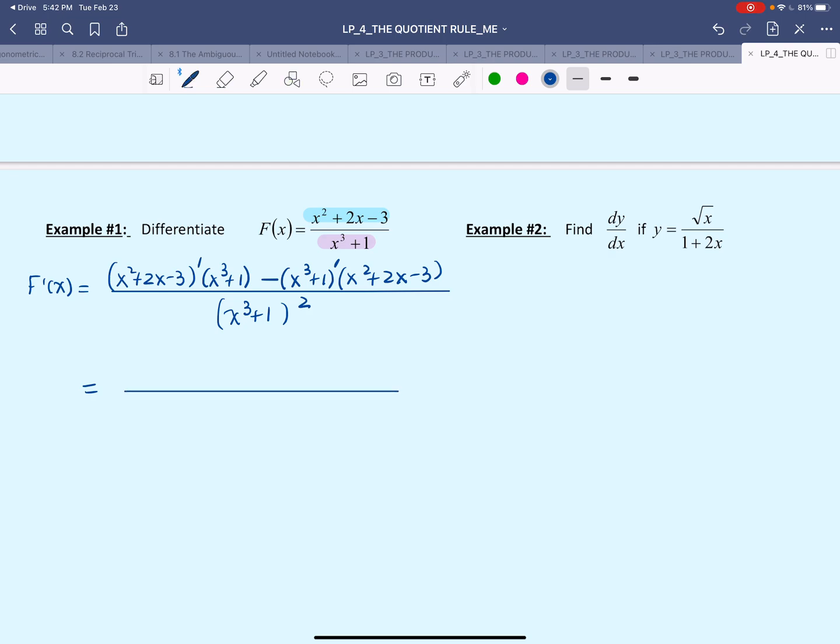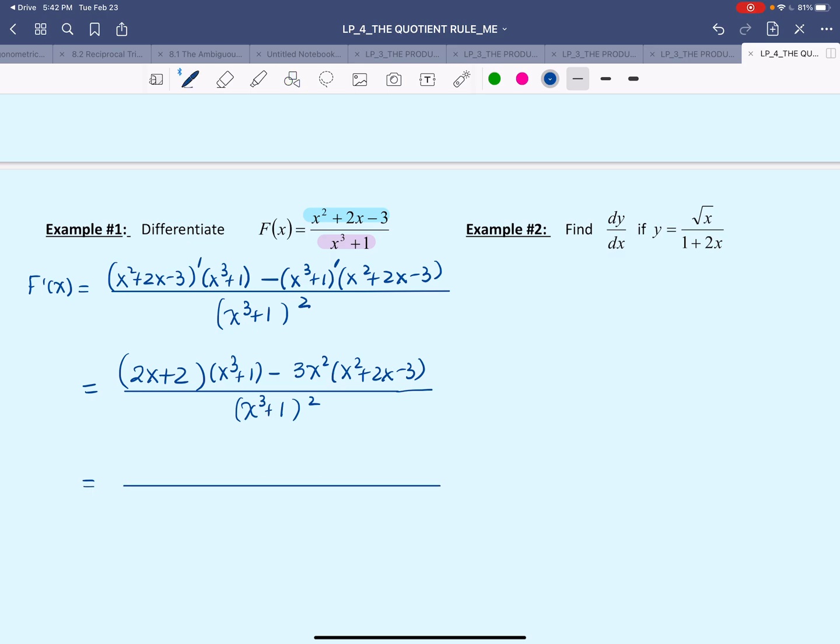So what we have is x squared plus 2x, that's 2x plus 2, times x cubed plus 1, minus the derivative of x cubed plus 1, which is 3x squared, times x squared plus 2x minus 3. And this would be over x cubed plus 1 squared, equals.